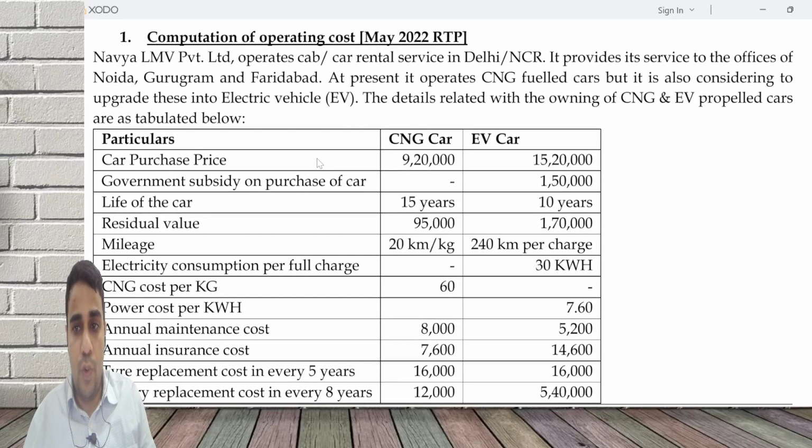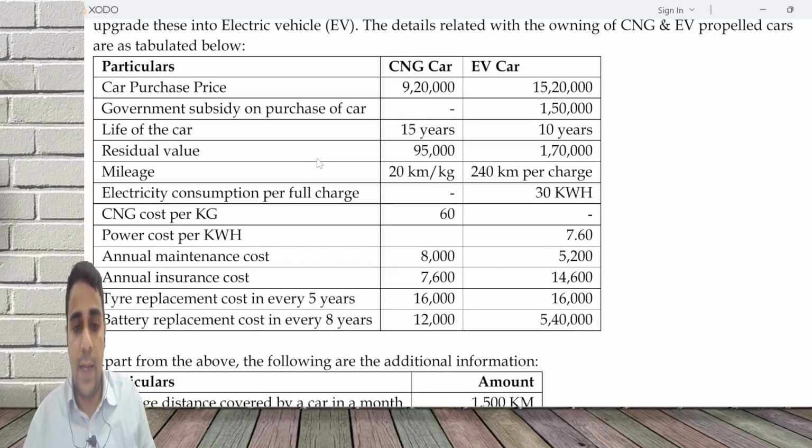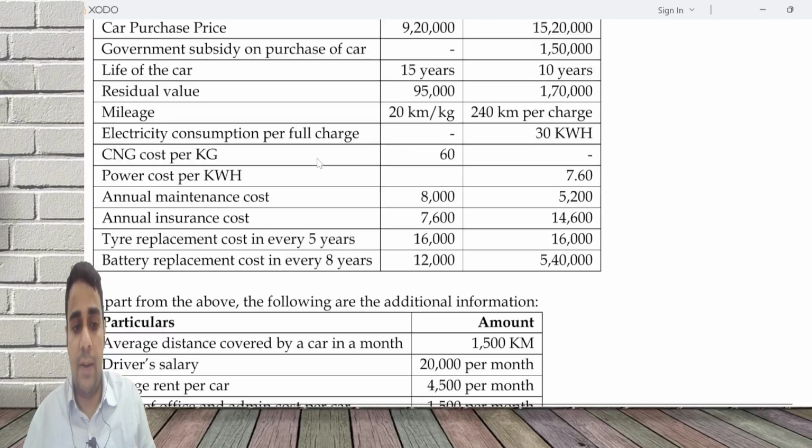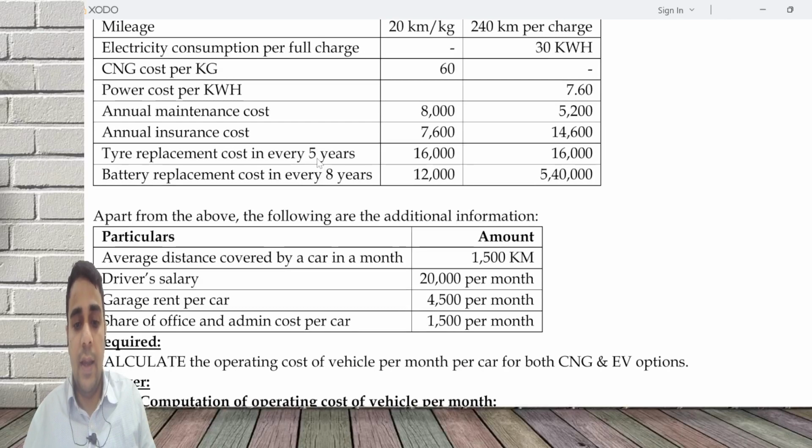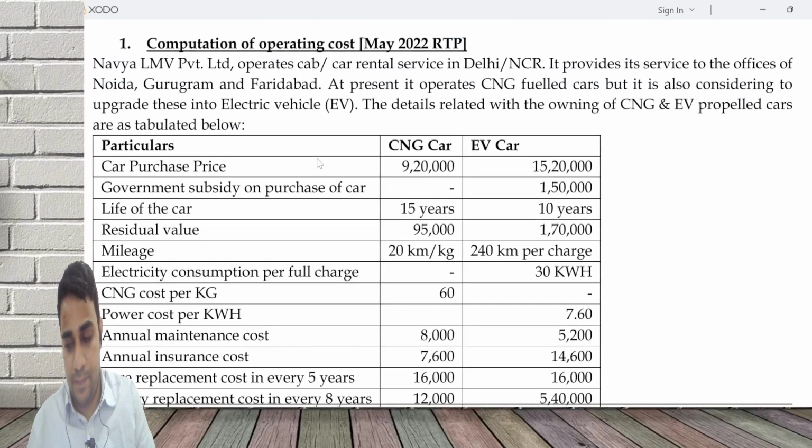Details related with owning of CNG and EV propelled cars are as tabulated below. Particular: CNG car, EV car, purchase price, subsidy, life, residual value, mileage, electricity consumption, CNG cost, power cost, annual maintenance cost, annual insurance cost, tire replacement, battery replacement, additional data. Calculate the cost of operating vehicle per month per car for both CNG and EV option. Go through this.